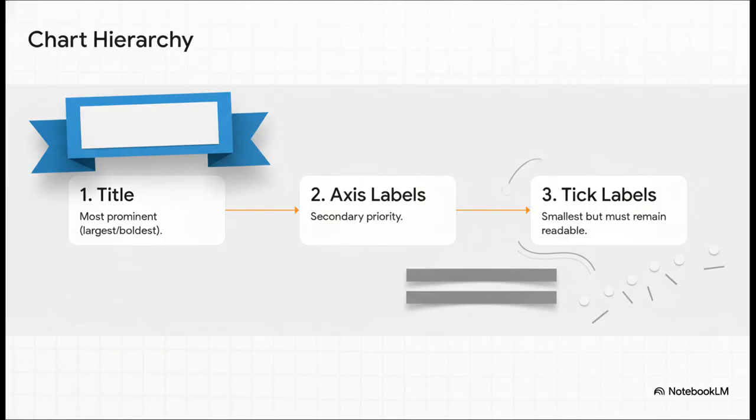And we can apply that same logic directly to a chart. First up, your title. That's your big headline. It has to be the most prominent thing on the page. Then come the axis labels. They give you that secondary context. The what and the how much. And finally, you have the tick labels. They're the fine print, super essential, but they shouldn't be competing for attention.